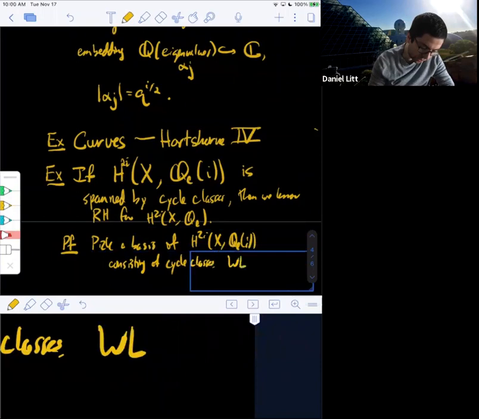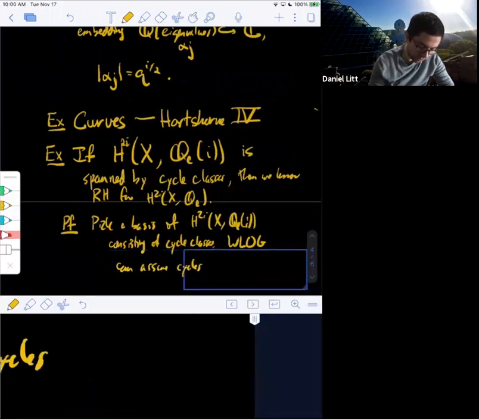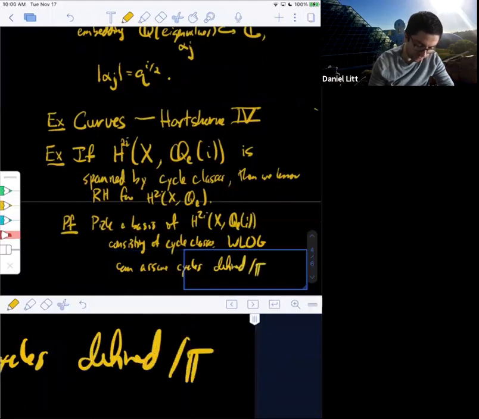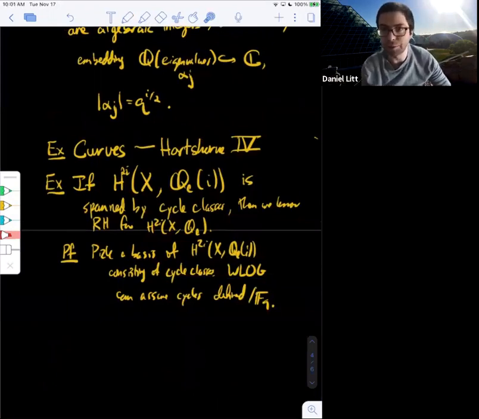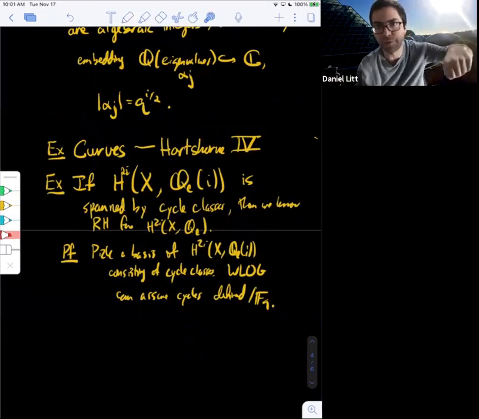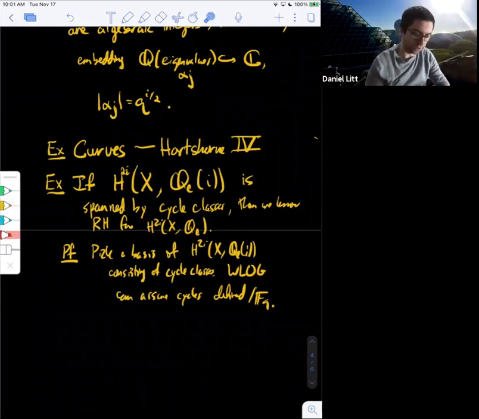Without loss of generality, just by extending the base field, you can assume that all the cycles are defined over F_q. Why is that? We're trying to prove that some numbers are algebraic numbers with some absolute value, but that's insensitive to replacing those numbers with a power. If you have a number whose power is an algebraic integer, then it was already an algebraic integer. And if the absolute values of all the conjugates of some power of an algebraic number are the same, then that was true for the original algebraic number. So we can just extend our base field so all these cycles are actually defined over F_q.